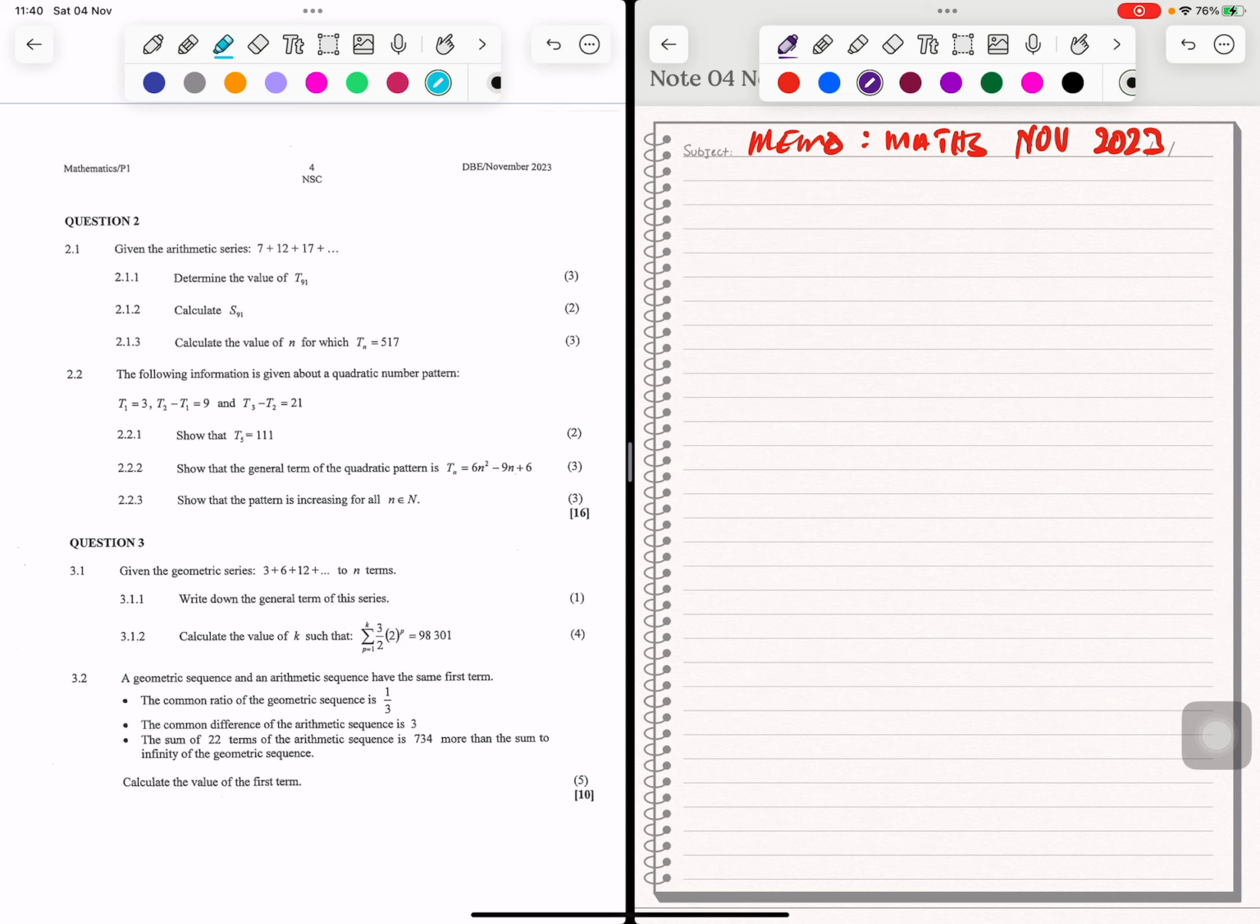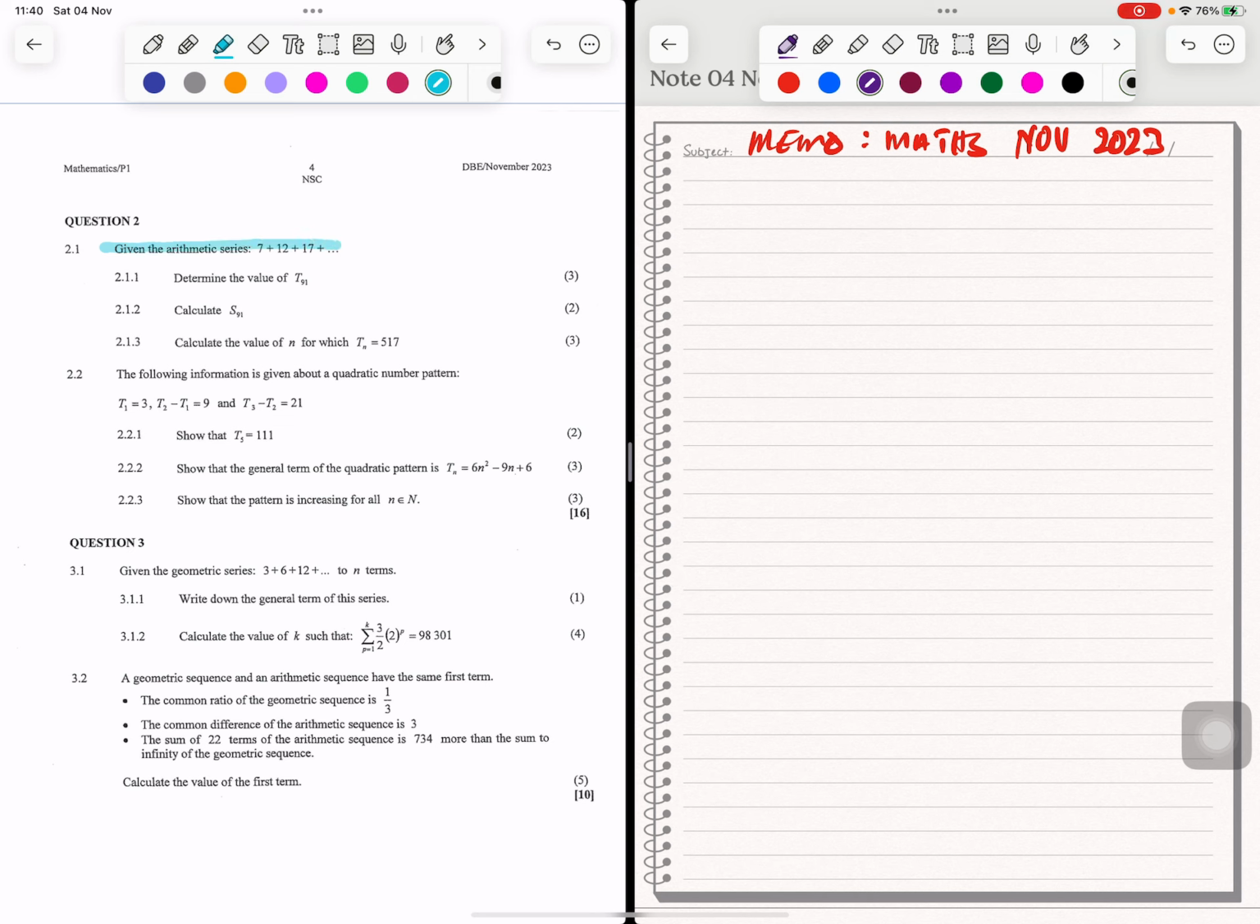I'm going to expound on number patterns in this particular paper, which was questions 2 and 3. In the broader scheme of things, I had to be incredibly careful in my approach to this paper. So let's do it together. Let's check what we are given.